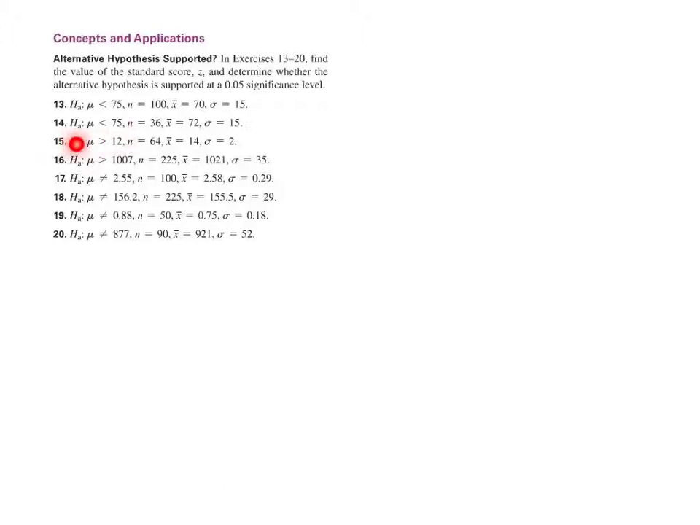15 is a little bit different. 13 was less than, and 15 is HA, a greater than. So what we're looking at there is if the mean is 12, we're trying to determine, is it high enough? Let's see, what is the sample average? 14. Is 14 far enough away from 12 to say that something's going on here?